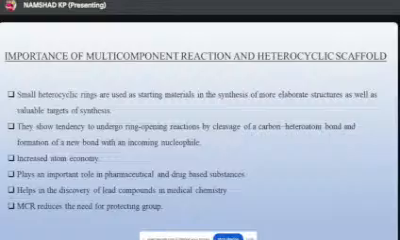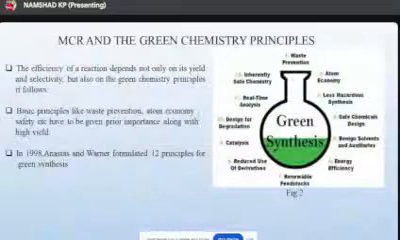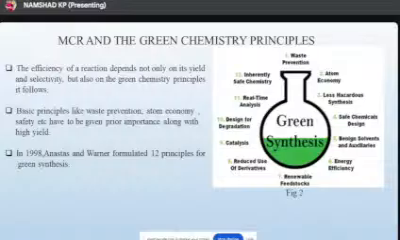The efficiency of chemical reactions depends not only on yield and element selectivity, but also on how well it complies with the principles of green chemistry. Principles such as waste prevention, atom economy, safety, and energy efficiency must be considered alongside product yield.